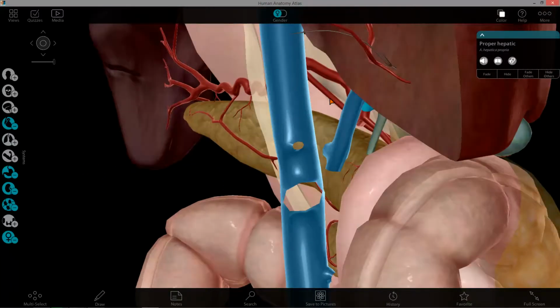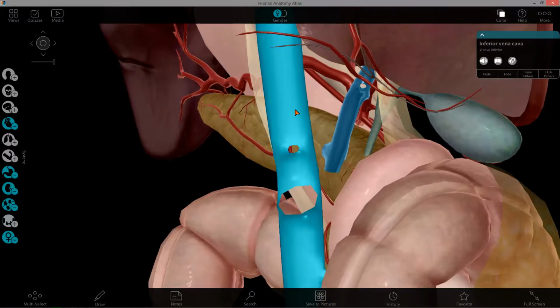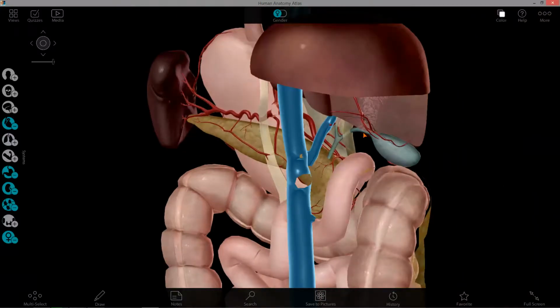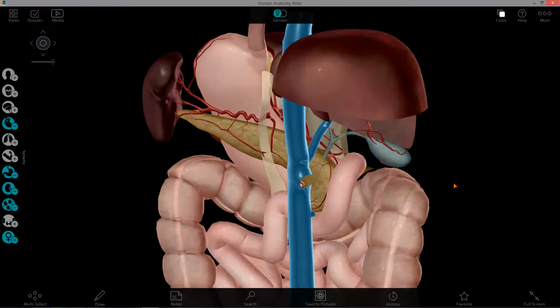I'm just zooming in some more here and moving inferiorly. So you can see how a space, and I'll hide this piece of liver too, you can see how a space exists between the inferior vena cava and those three structures right here. That space is the epiploic foramen of Winslow. And that allows the lesser sac to communicate with the rest of the greater sac, or the rest of the peritoneal cavity. And why all this is important will become shortly apparent.